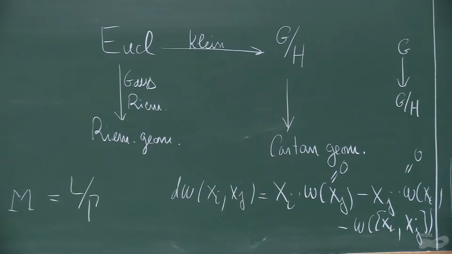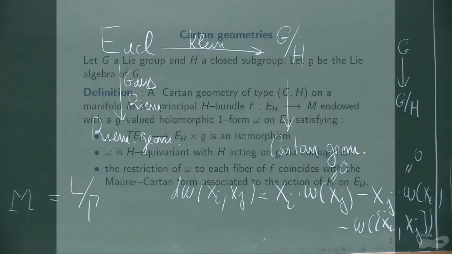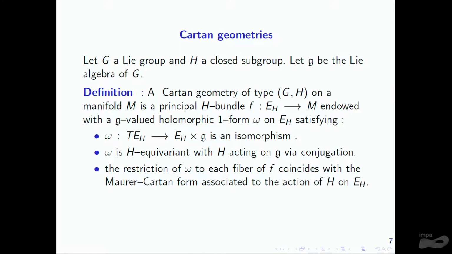And you have three requirements. The first one is that it's an isomorphism, a trivialization. The second one is that on each fiber, which is a copy of H, omega coincides with the Maurer-Cartan form on H, meaning that all Lie brackets agree with those of the Lie algebra of H. Omega is an isomorphism in restriction to each vertical fiber.